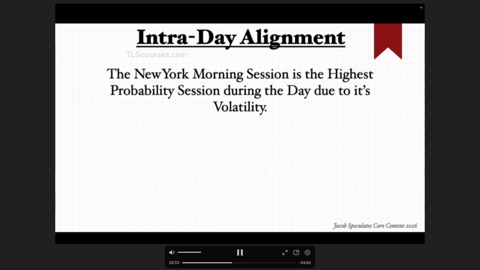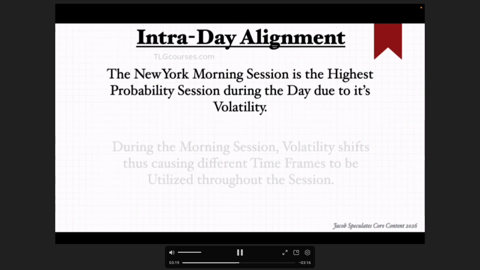The New York morning session is the highest probability session during the day due to its volatility. Out of every single session, if you are intraday trading, the New York morning session is the go-to. This is where everything takes place. This is where, I would say 8 times out of 10, the high or low of the day occurs, and the main move of the day will occur. All of that happens in the New York morning session.